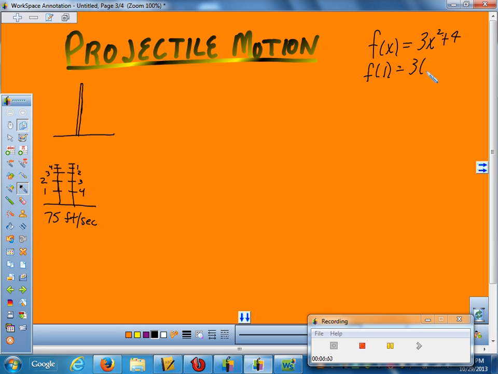Put 1 in for x, okay? And that would give us 7. Did you actually do anything with the f of 1? No. Okay. We're doing the same thing, but instead of having f of x, we're going to have h of t, where h is the height it is at any moment, and t is the amount of time it took. So it's the same thing as f of x. You don't do anything with it. It's just a notation to say, hey, this is the equation for height at any time t.